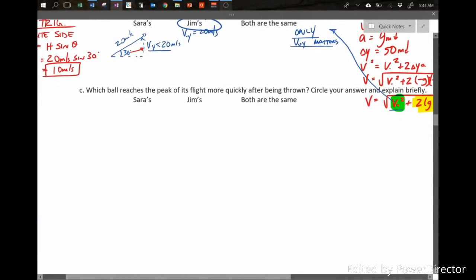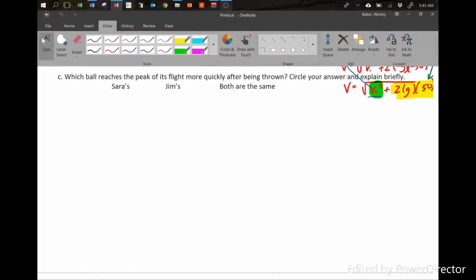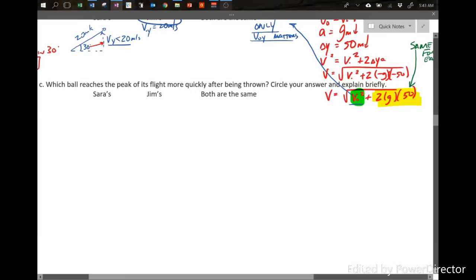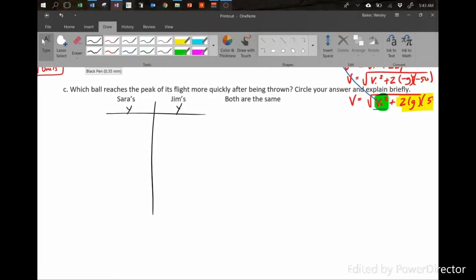Okay, part C, we're going back to the peak of the flight. Part C wants to know which ball reaches the peak of its flight more quickly after being thrown. So we're going to do the same thing that we just did and break it down. We'll do Sarah's information underneath of Sarah and Jim's information underneath of Jim. So we're going to look at the y direction stuff. We can use real numbers here because we just figured everything out.